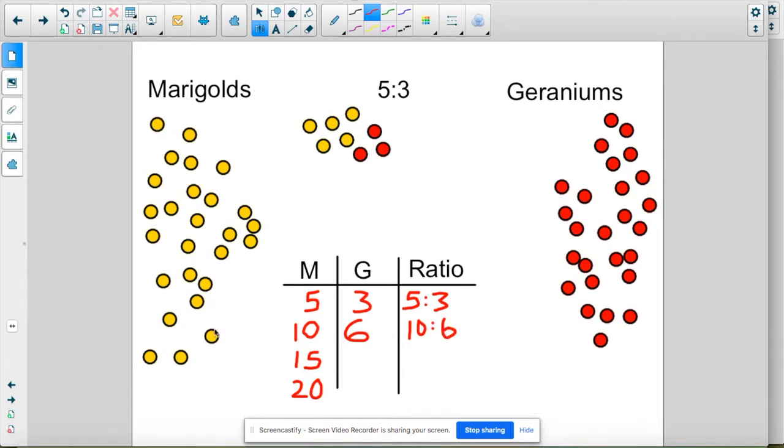Okay, next one. If there were 15 marigolds, how many geraniums would there be? Well, if there's 15, we've multiplied the 5 times 3, so we're going to do the same thing to the 3. 3 times 3 is 9, and our ratio is now 15 to 9. All of these ratios are considered equivalent ratios because they show the same proportions. If there were 20 marigolds, you're multiplying your original 5 times 4, so you're going to multiply the 3 times 4, and you're going to have 12 geraniums. So the ratio would be 20 to 12.